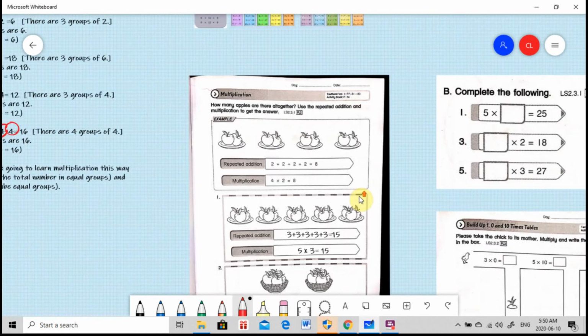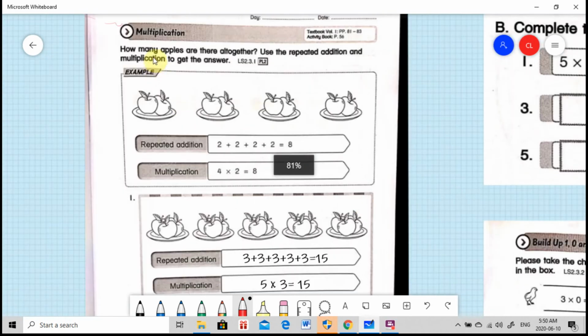Let's go to this one. So let's look at this one, multiplication. How many apples are there altogether? Use the repeated addition. This is the repeated addition. And this is the multiplication to get the answer.